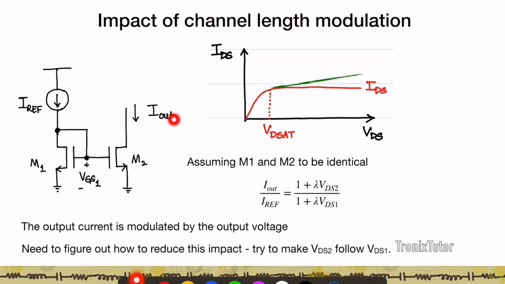That is, this output current is going to be modulated by whatever output voltage is developed across M2. So ideally you want to identify a technique by which you can reduce the effect of this output voltage on Iout. In the ideal case, you want Iout to be determined only by Iref and not by what is connected outside the circuit.